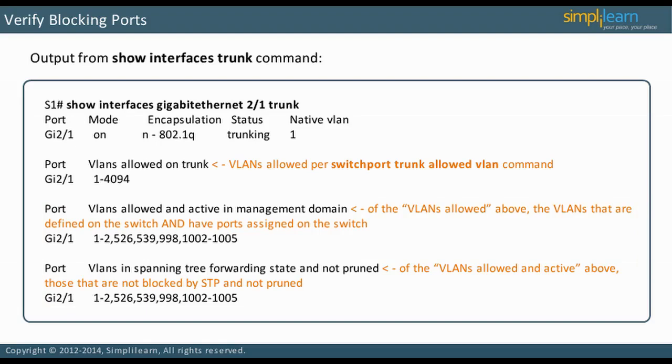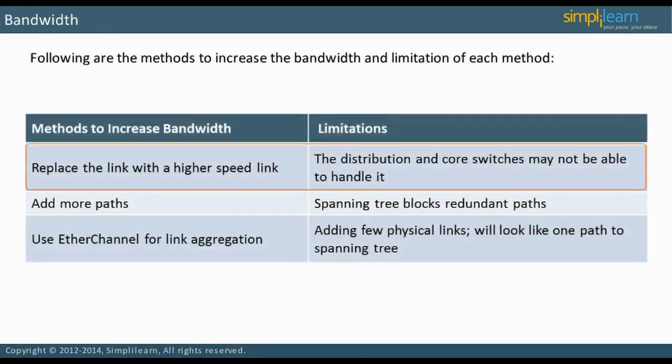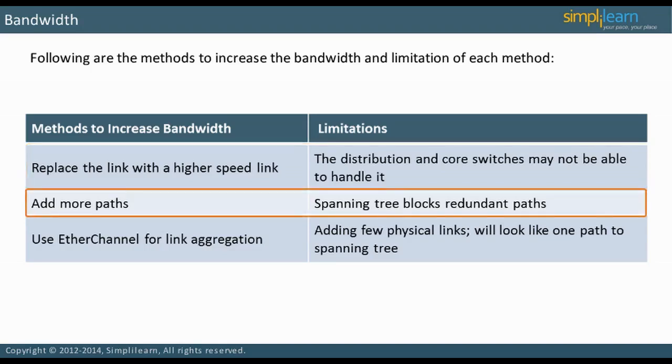Let us understand the methods to increase bandwidth in the following slide. There are several methods to increase bandwidth. One is to replace the link with a higher speed link. As you go towards the core, switches must handle the aggregation of the traffic at lower layers. Increasing the bandwidth on an access layer link may simply cause congestion at the distribution or core layer and not solve the bandwidth problem at all.